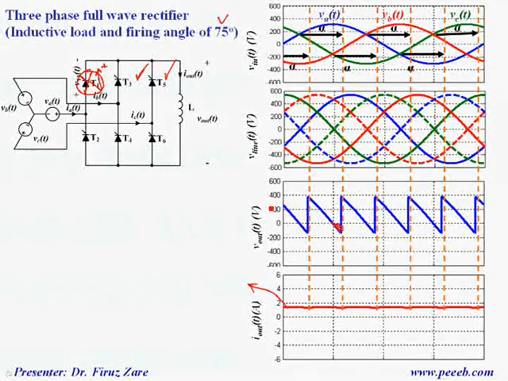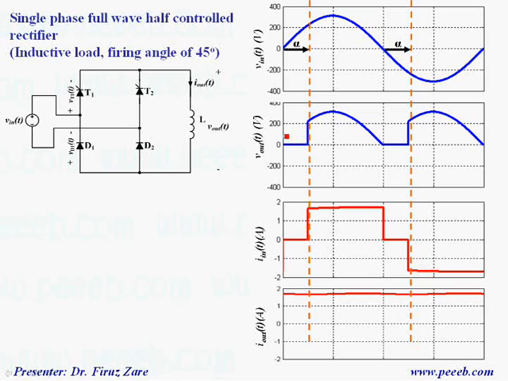So in this case, just because of the inductive load, because current through the load is continuous, we may have negative voltage at different firing angles. In some applications, if we need to control the output voltage and just provide positive voltage, we can have a single phase full wave half control rectifier, which is basically for an inductive load and operating at large firing angle.